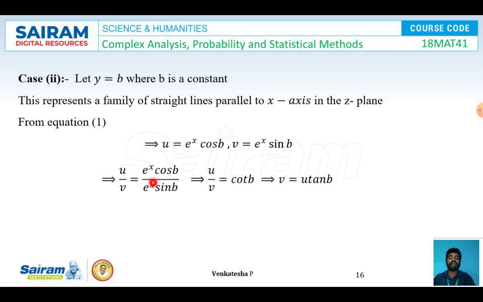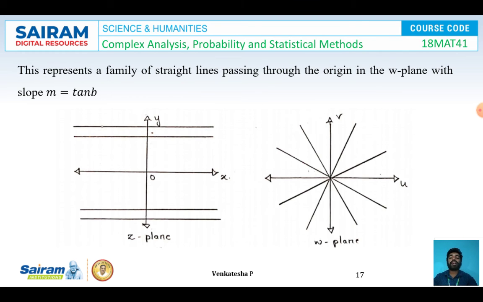I can cancel e power x. I got u by v is equal to cot b, because cos b by sin b is cot b. I got v is equal to u tan b. So this v is equal to u tan b is a family of straight lines passing through origin with a slope of m is equal to tan b. So now after transformation, the family of straight lines which is parallel to the x axis has been transformed into a family of straight lines passing through origin with a slope of m is equal to tan b.